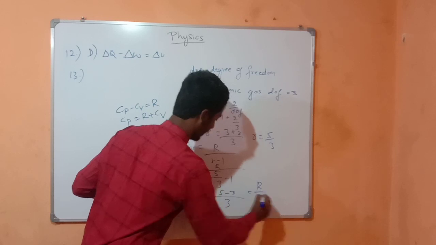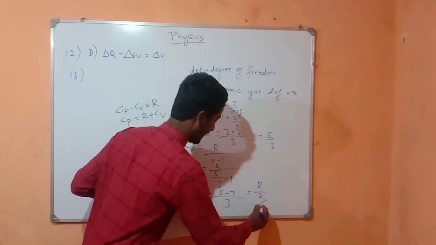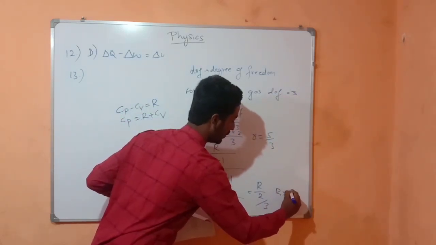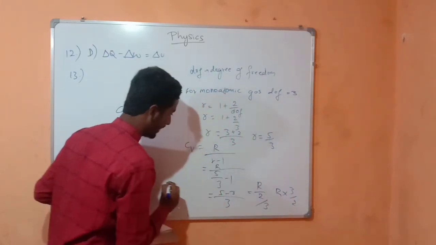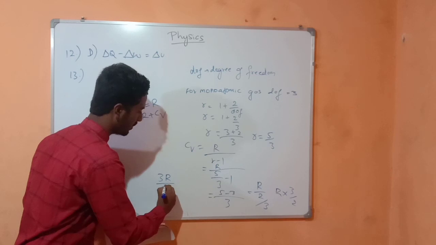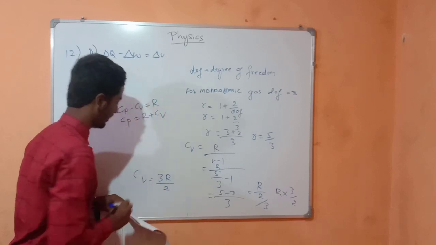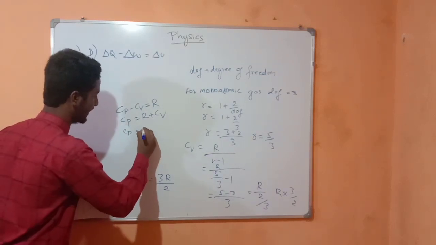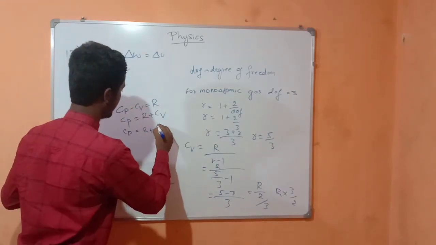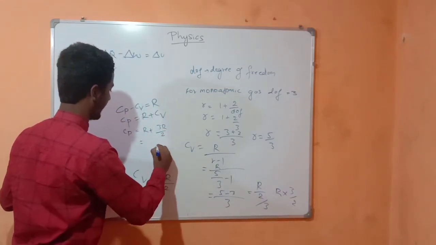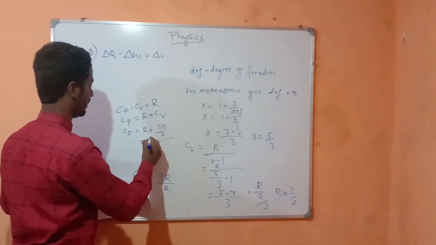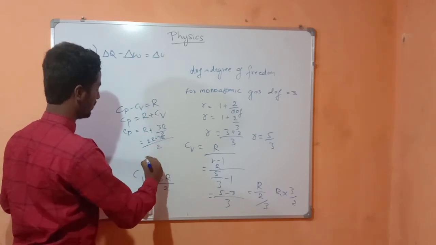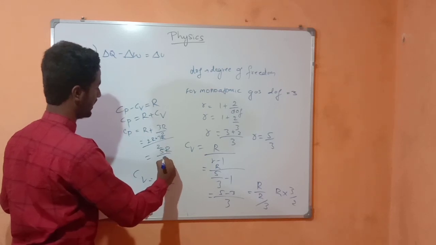Means R divided by 2 by 3. It will go into the reciprocal by multiplying R into 3 by 2. It becomes 3R by 2. What is Cv? It is 3R by 2. What we need? Here Cp is equal to R as it is plus Cv. We got 3R by 2. Let me take the LCM once again. It will be 2R plus 3R divided by 2, which is equal to 5R divided by 2.